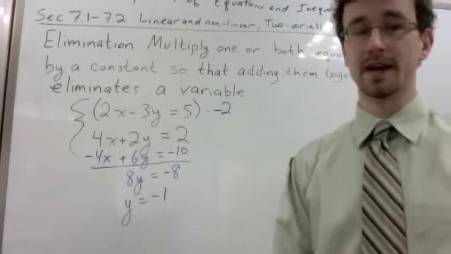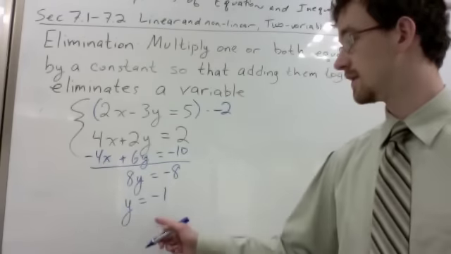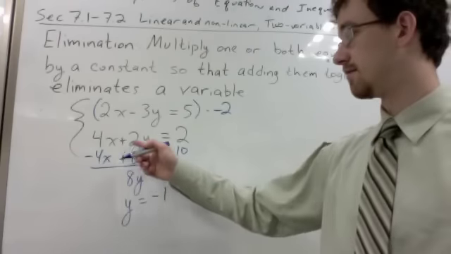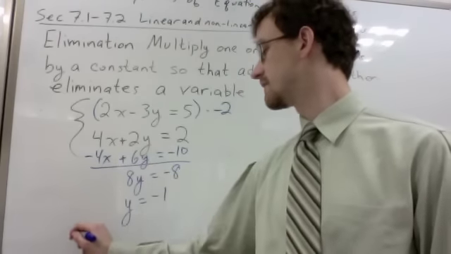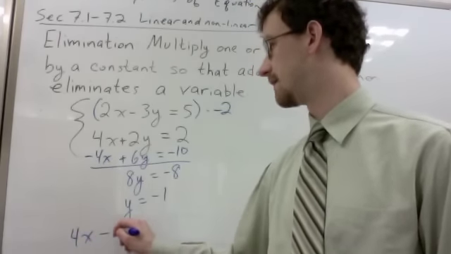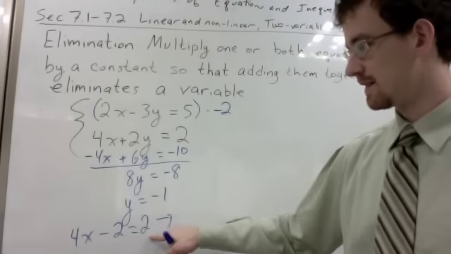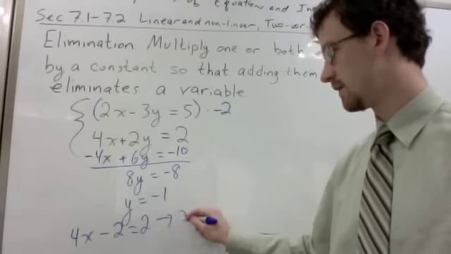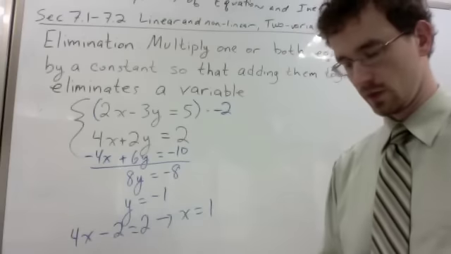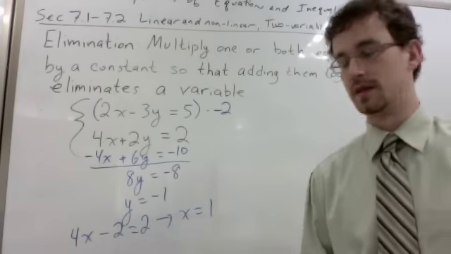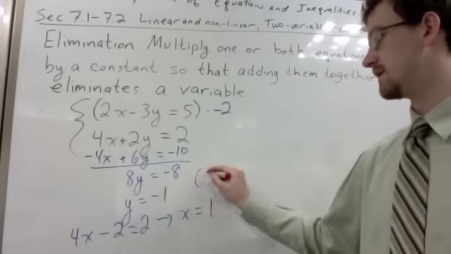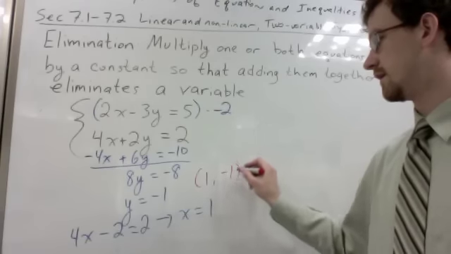And we can plug that back in to either equation to solve for x. I will choose to use the second equation. So that gives us 4x minus 2 equals 2. So we add 2, divide by 4. That gives us that x equals 1. So the solution to this system is the ordered pair 1, -1.